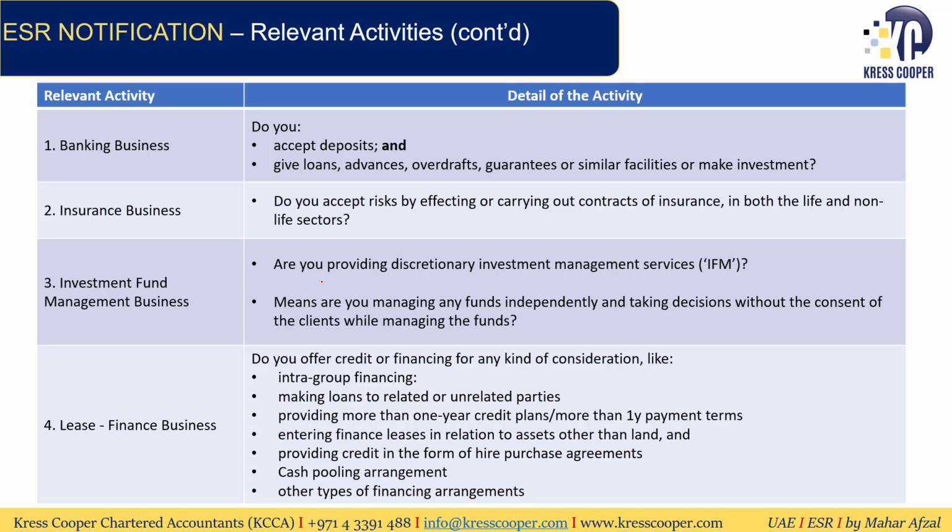We need to look into this relevant activity. There are 9 relevant activities. First is banking business. If the licensee is accepting any deposits and giving any advances, loan, overdraft, or guarantee, then it will be considered that the licensee is conducting banking business. In case the licensee is accepting risk by carrying out a contract of insurance in both life and non-life insurance, then we'll say the licensee is conducting insurance business.